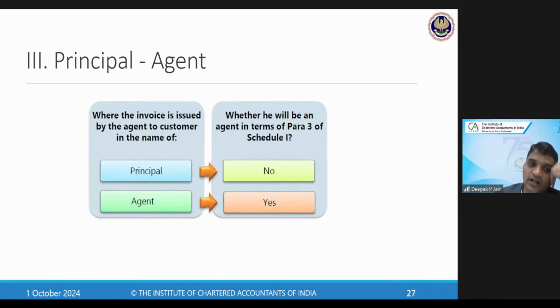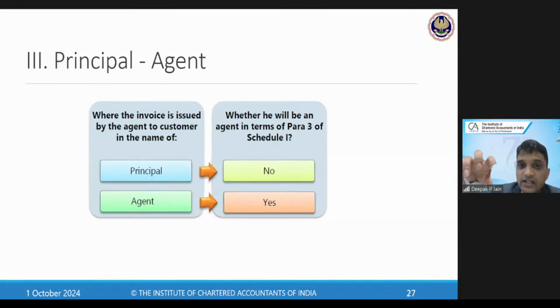Yes, the agent: if he gives the bill to the customer in his own name, the agent's name, then he will be an agent. But if he does not give the bill in his name, then it should be understood as a principal-agent relationship. Who is a principal? A principal is one who wants to sell the goods, but he does not reach the customer directly. An agent comes in between.